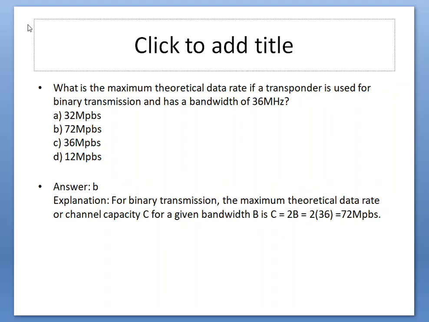Now coming to the next bit: what is the maximum theoretical data rate if the transponder is used for binary transmission with a bandwidth of 36 MHz? Options: 32 Mbps, 72 Mbps, 36 Mbps, 12 Mbps. Yes, the answer is B. For a binary transmission, the maximum theoretical data rate or channel capacity C is given by C = 2B. That implies C = 2 × 36 MHz, which is 72 Mbps. So the answer is 72 Mbps, option B.